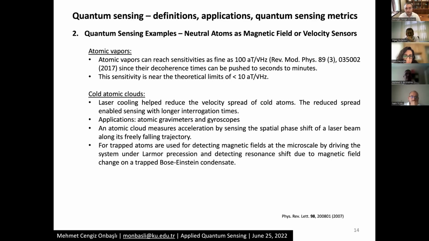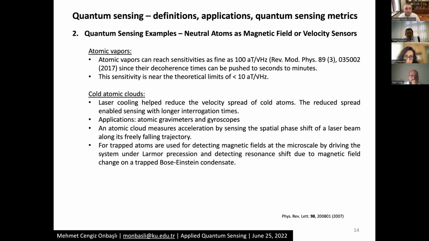So using laser cooling, we can reduce the velocity spread of cold atoms, which means we have a number of cold atoms jumping around within a cell, within a box, and then we use our laser, which helps essentially have the atoms have similar velocities. The reduced spread of velocities enables sensing with longer interrogation times, because it reduces the uncertainty of our readout.